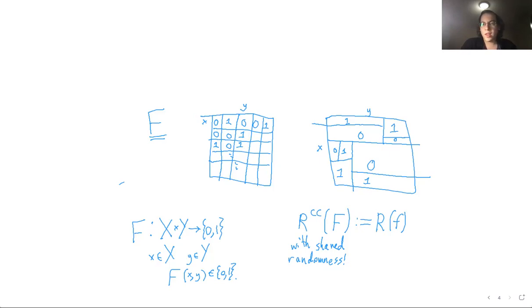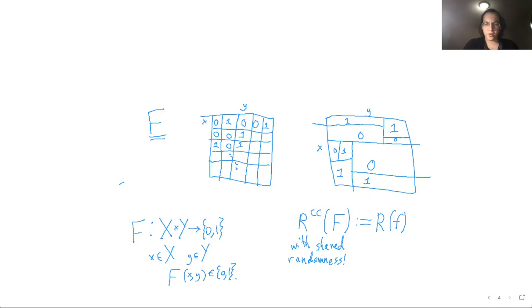Okay, so that means that if we don't care about this additive log of little n, then shared randomness and private randomness end up being equivalent. And therefore, we can basically define randomized communication complexity using randomized query complexity. So we can just appeal to the definition of randomized query complexity.